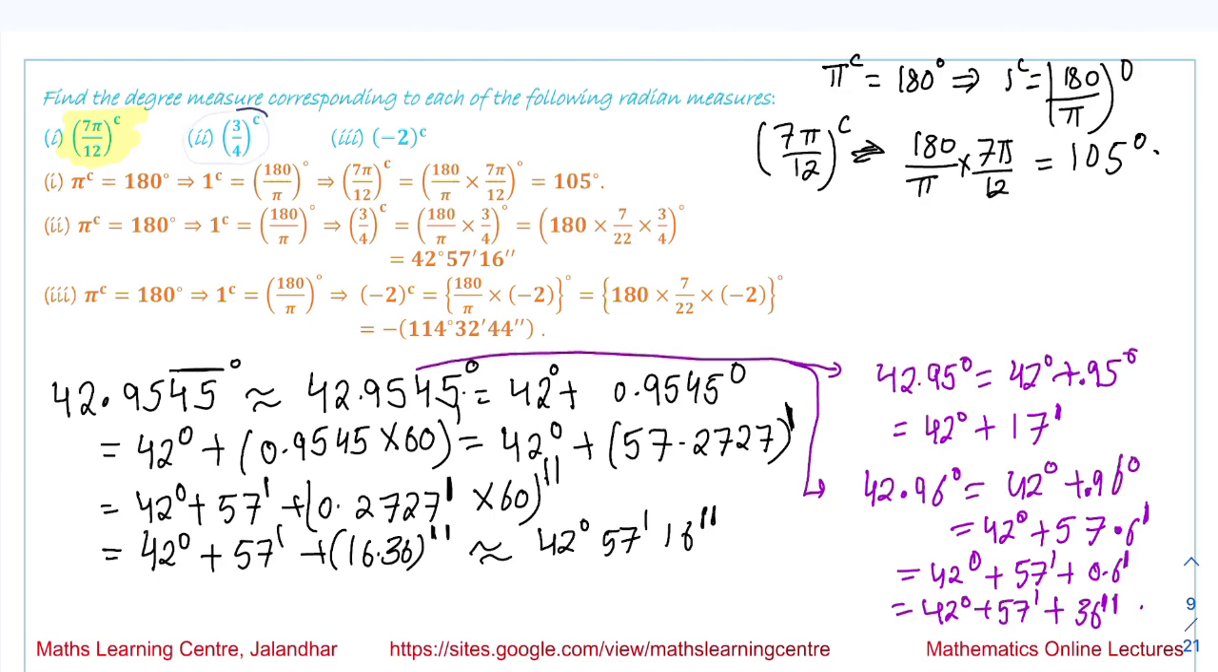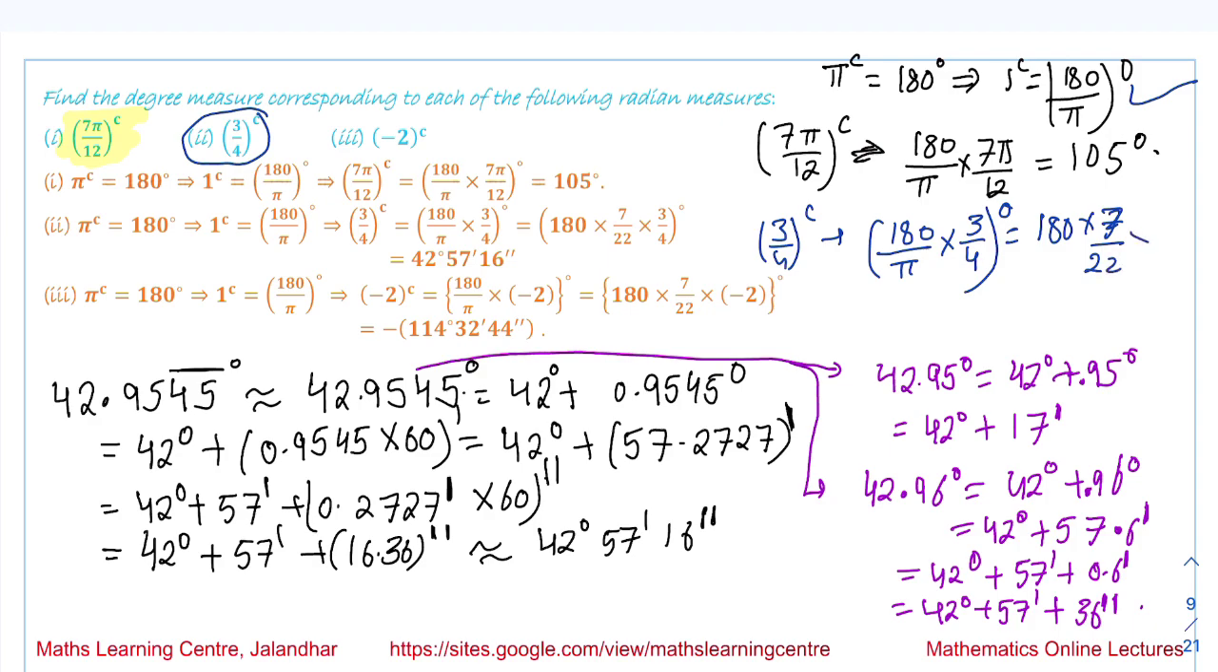Second question, we have to convert 3 by 4 radians. Again we have this formula, so the value corresponding to 3 by 4 radians is 180 by pi into 3 by 4 degrees. This comes out to be 180 into 7 by 22 into 3 by 4 degrees, and on solving this we will obtain the answer. These calculations are shown here: 180 into 7 by 22 into 3 by 4.